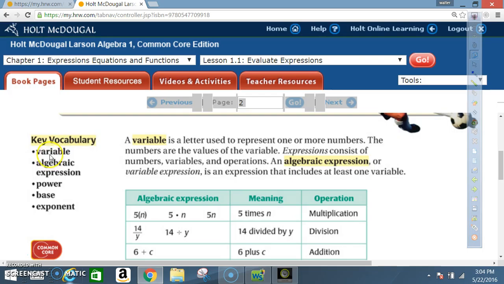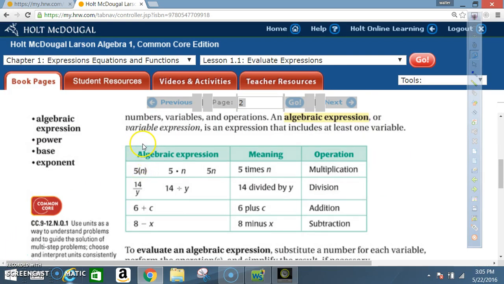Key vocabulary: variable, algebraic expression, power, base, and exponent. A variable is a letter used to represent one or more numbers. The numbers are the values of the variable. Expressions consist of numbers, variables, and operations. An algebraic expression or variable expression is an expression that includes at least one variable.